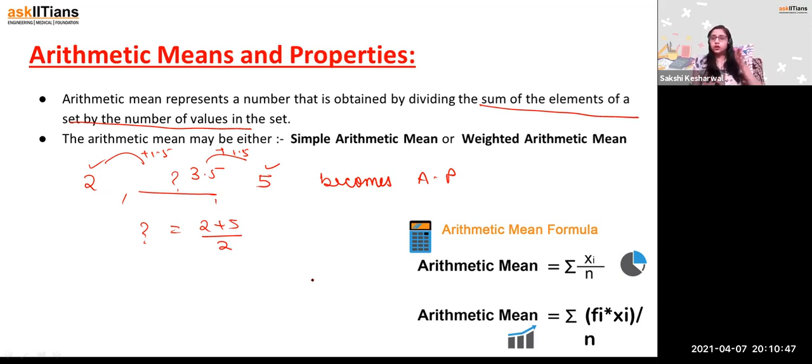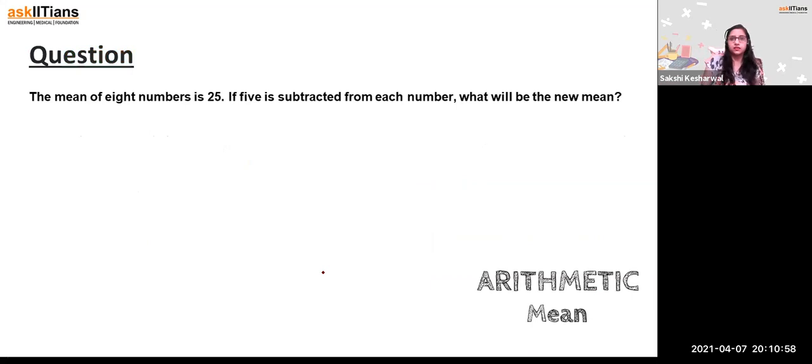So here we are going to learn about inserting arithmetic means between any two numbers. First we'll write the definition, but let's do this question first. It's a different thing.